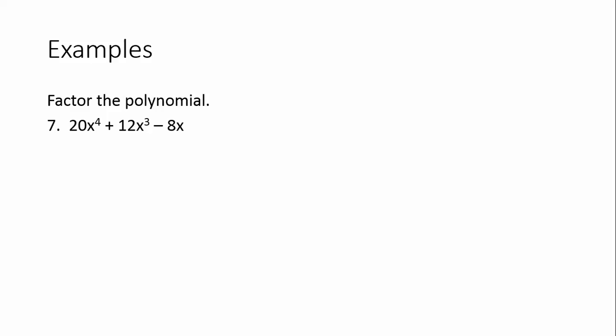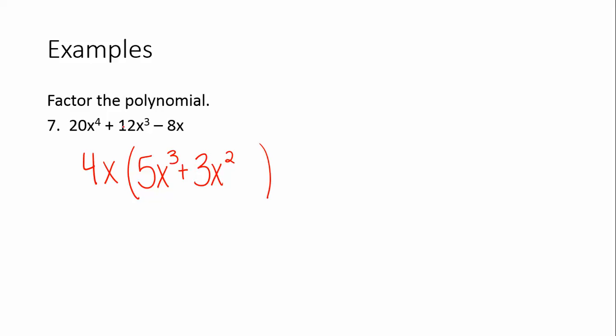So if we're looking at 20, 12, and 8, the largest number that divides into all of those is a 4. We have x to the 4th, x cubed, and x. So the most x's I can factor out is just 1. Now what do we have left over? Well, 20 divided by 4, or 4 factored away from 20, is 5. We have x cubed left over inside since 1x was factored out, plus 3x squared.